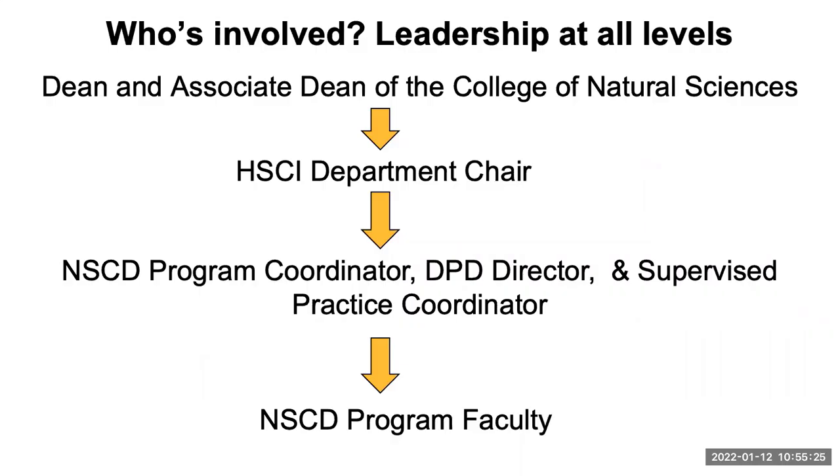So basically, we incorporated leadership at all levels. We have the Dean and Associate Dean of the College of Natural Sciences involved in overseeing this improvement plan, along with the Department Chair of Health Sciences. We have our nutrition science and dietetic program coordinator, the didactic program and dietetics director, the supervised practice coordinator, all involved, as well as the nutrition program faculty. So everyone at all levels are involved in this program, this improvement plan, I should say.